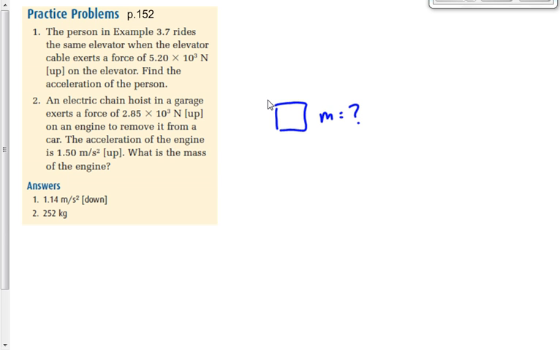We do know that we have a chain hoisting it upwards, though. We'll call that F1, or whatever you want. FC for the force of the chain, Fn for the normal force. It doesn't matter what you call it. Bottom line is its value is 2.85 times 10 to the 3 newtons, and it is upwards. Now, there is a force of gravity acting downwards as well.